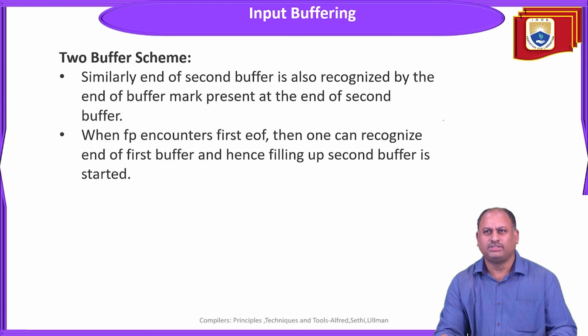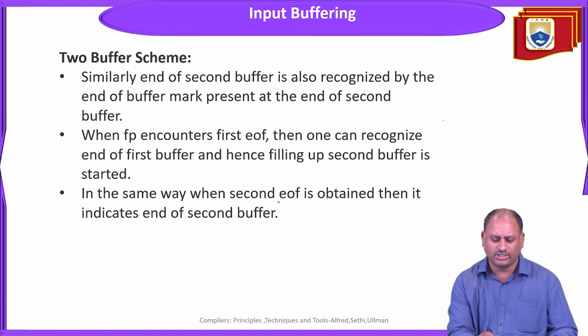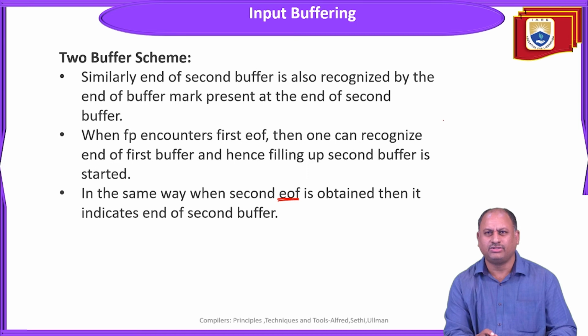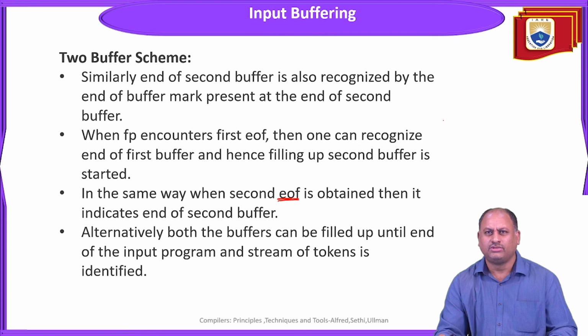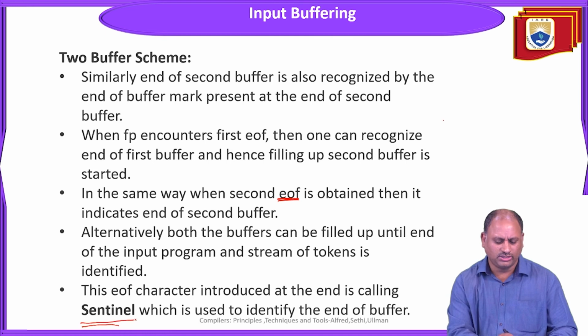After filling the first buffer, the second buffer is restarted and filled, and the second buffer also reaches its end. So we use a mark notation, end of file, which indicates that the input is completed and there are no further characters to be kept inside the buffer. These are the sentinel characters, placed at the end of each buffer, so that we can identify that both buffers are filled and the stream of tokens is to be identified. This is called a sentinel.